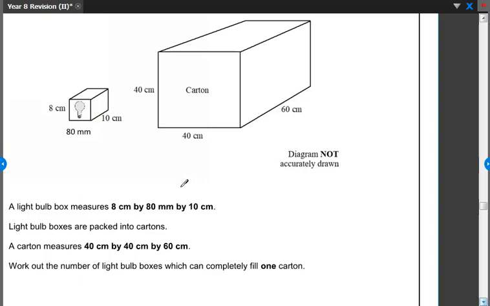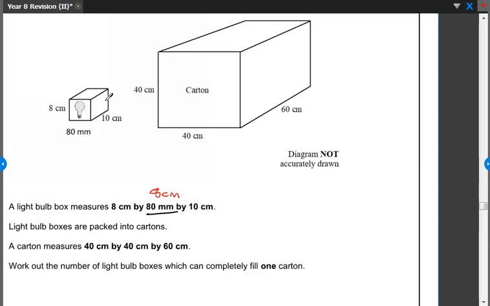So a light bulb box measures 8 centimeters by 80 millimeters by 10 centimeters. Well, the first thing, I don't like this, so let's change it to the same unit, centimeters. So it's going to be 8 centimeters. Light bulb boxes are packed into cartons. A carton measures 40 by 40 by 60 centimeters. Work out the number of light bulb boxes, small ones, which can fit into one of these cartons.